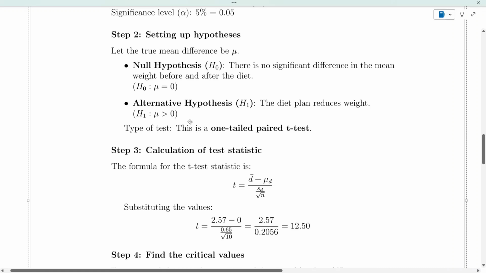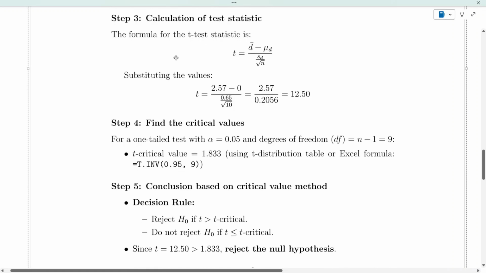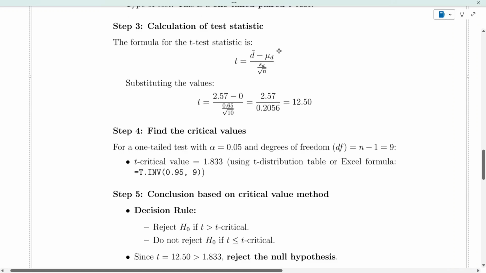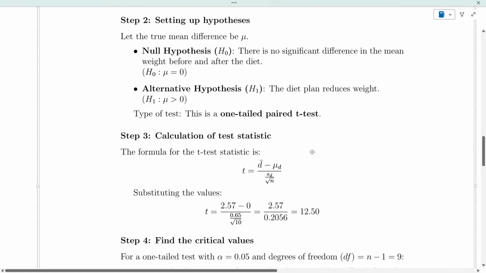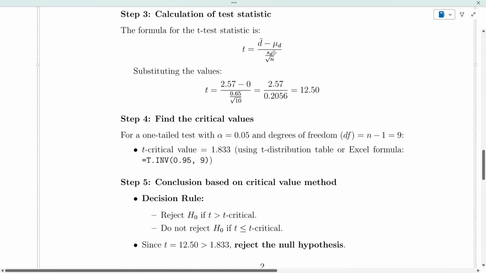Okay, now we proceed to the third step. To test our hypotheses, we calculate the test statistic using the paired t-test formula. Here's how it works. First, we compute the mean of the differences, which we call d-bar. Then we subtract the hypothesized difference mu-d, which is 0 in this case under the null hypothesis. We divide this result by the standard deviation of the differences divided by the square root of the sample size. This gives us the test statistic.